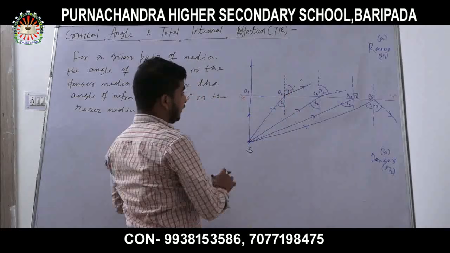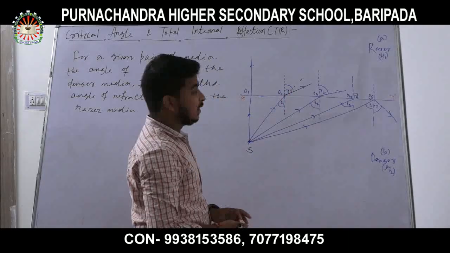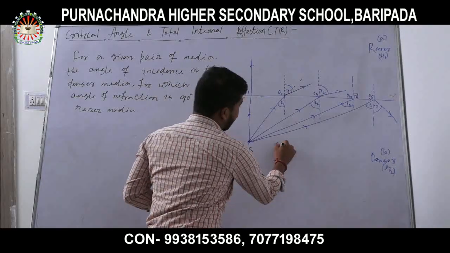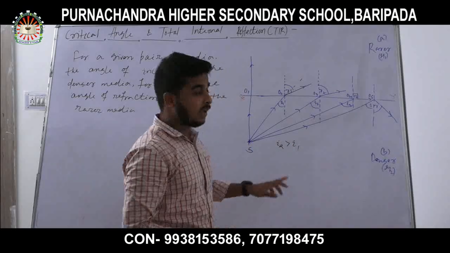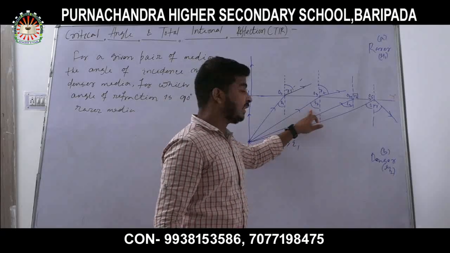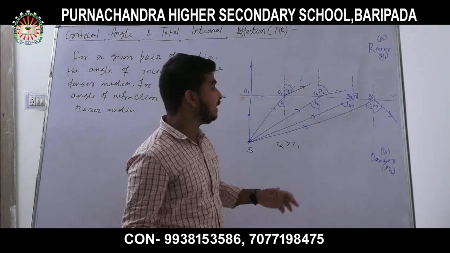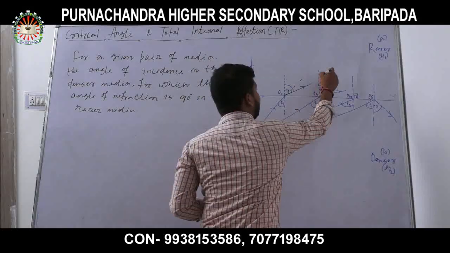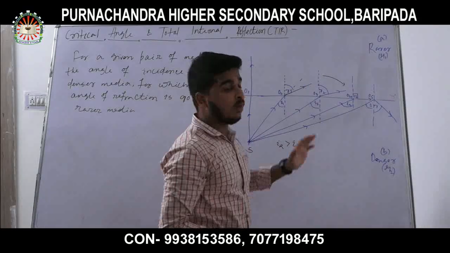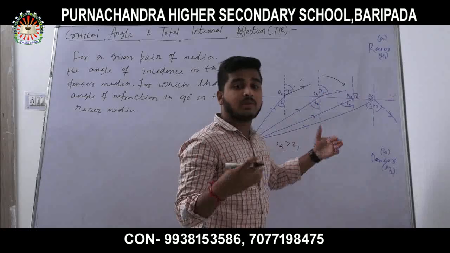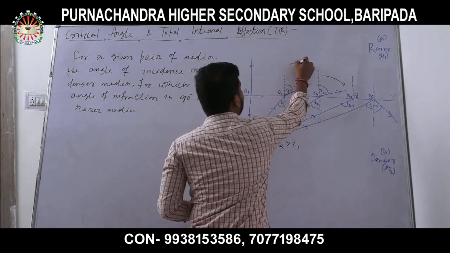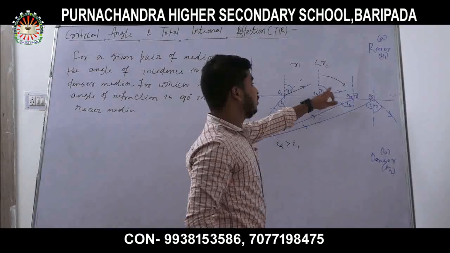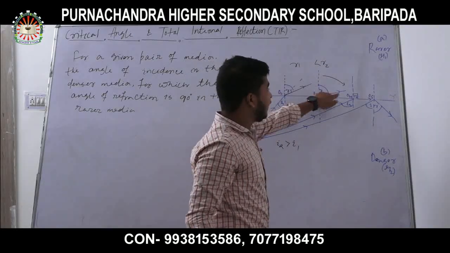So what will happen if I increase the angle of incidence? So this is I1, this is I2. I2 is greater than I1. What will happen if I incident the ray of light with more angle of incidence? Then the ray of light will suffer more deviation and refract more and bend away more from the normal. This is R1. Similarly, R1 is less than R2, that is, R2 is the angle between the normal and the refracted ray.